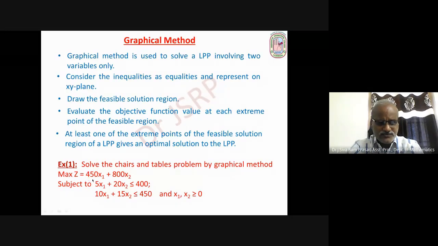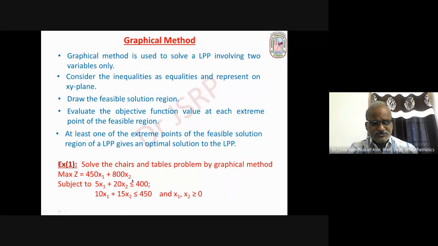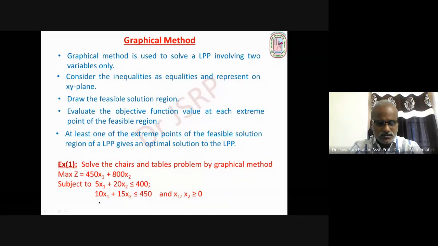So max z equal 450x1 plus 800x2 subject to 5x1 plus 20x2 less than or equal 400. Next, 10x1 plus 15x2 less than or equal 450, and x1, x2 greater than or equal 0. So this is mathematical formulation of that example, that is chairs and tables problem. Already I have discussed how to formulate this one in the first class.